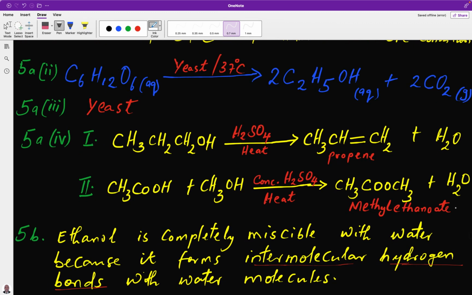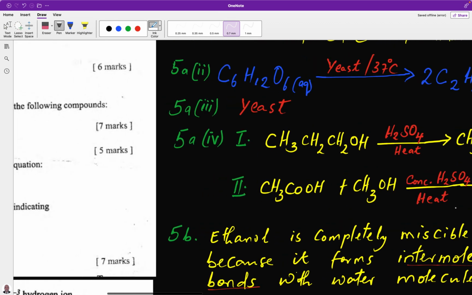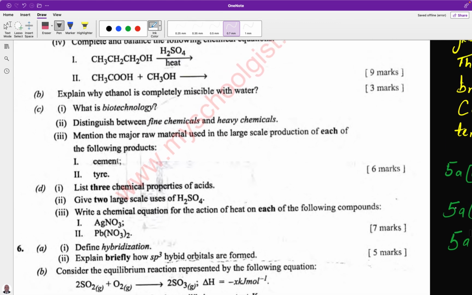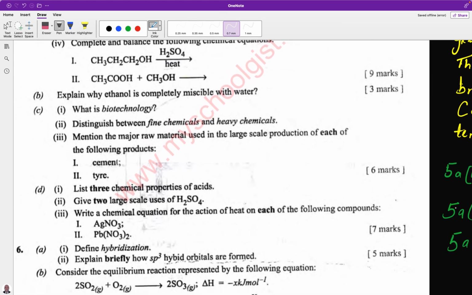So now let's go to 5B. Explain why ethanol is completely miscible with water. That is, it can mix without you identifying that this is ethanol or this is water. It can mix very well. Explain why ethanol is completely miscible with water.